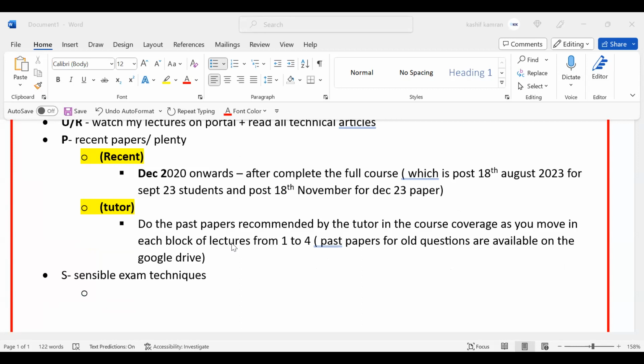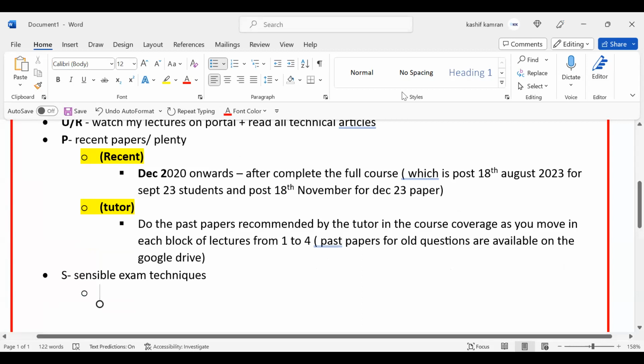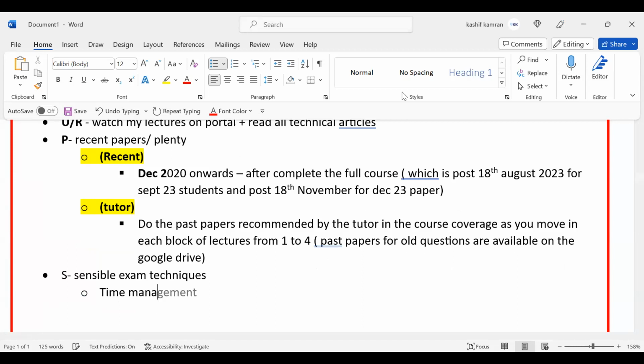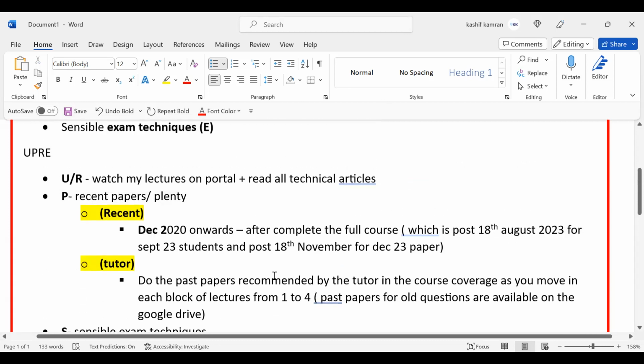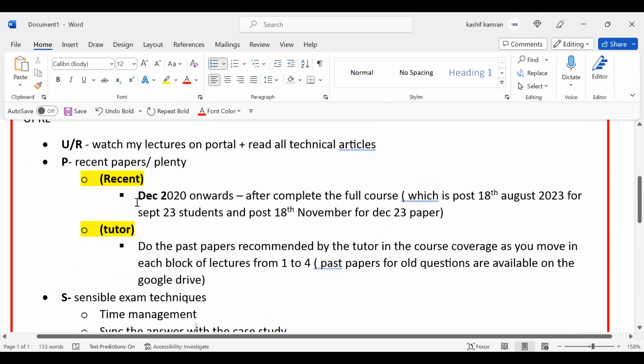Right? Sensible exam techniques. Number one, time management. I've already had a video on this on my YouTube channel, but I'll be doing an exclusive one just for my registered students. And the next sensible exam technique is sync the answer with the case study. I will be doing a separate video on that, even though that is well guided in my lectures you will be taking. So to me, these are two sensible exam techniques which you can use to get success in the AAA paper. Is everyone clear with the success formula?